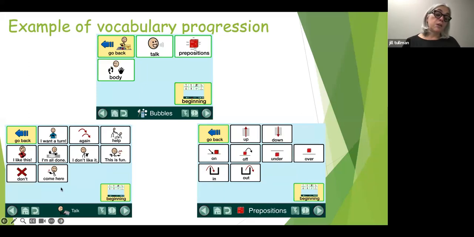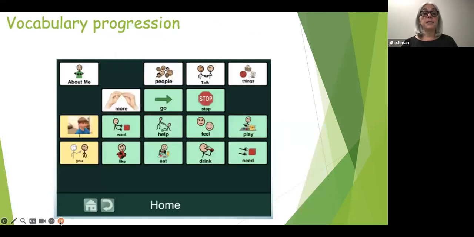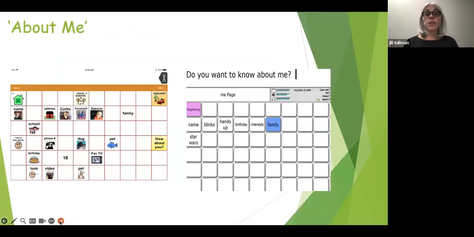If you look at the picture of the display on the far left, it's a talk page where he can make comments. I want to turn. Let's do it again. On all three of these displays, you can see the go back and the beginning buttons. That's what we call navigation buttons, how we're going to get off of a page and where it's going to go, and they are also in consistent locations.